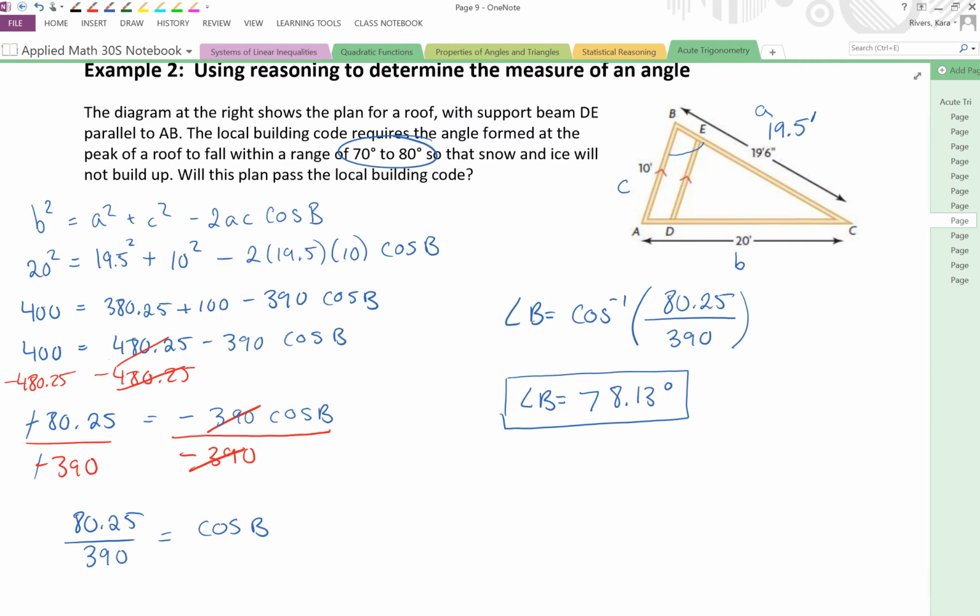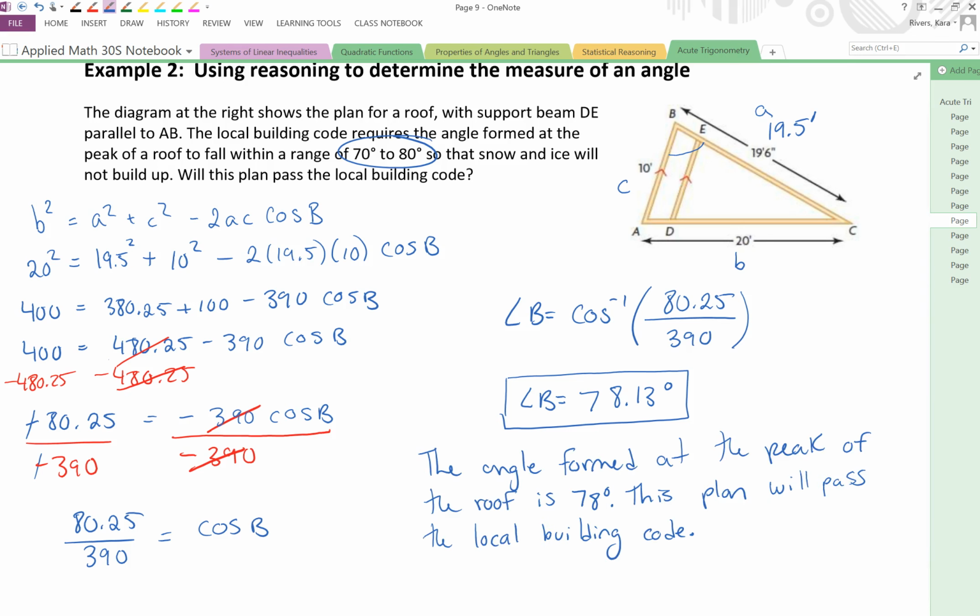Now let's look back and check. We didn't actually answer the question yet. We've got the math to support our answer. It says, will this plan pass the local building code? Well, it has to be between 70 degrees and 80 degrees, and yes, it will, because that's between there. Summarize our findings with a concluding sentence at the end. The angle formed at the peak of the roof is 78 degrees. This plan will pass the local building code.